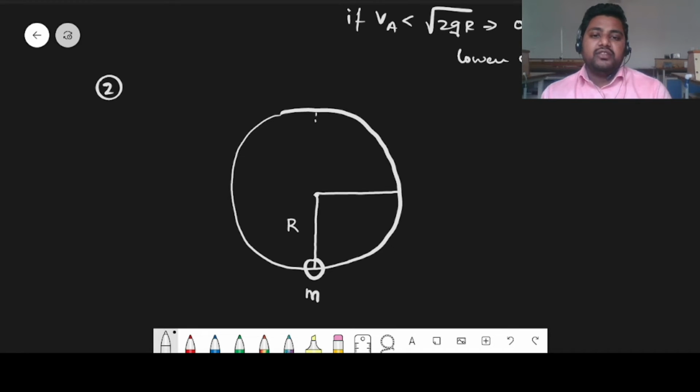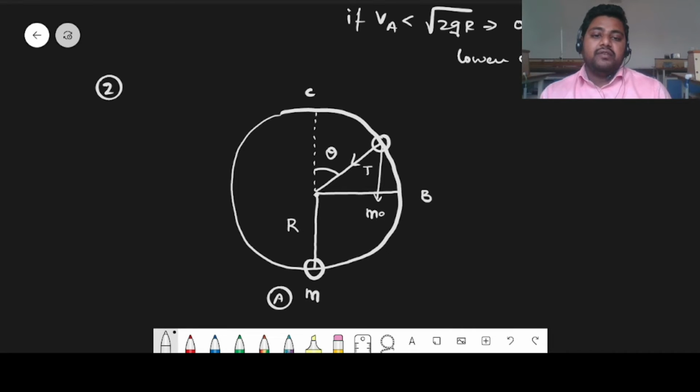Let's say it has reached some point. It is now moving in the region of B to C. A to B we have already analyzed, B to C we are analyzing. Let's say it has come to this location. Let's say the angle from the vertical is theta. So here tension will be acting towards the center. Weight is acting in vertically downward direction.